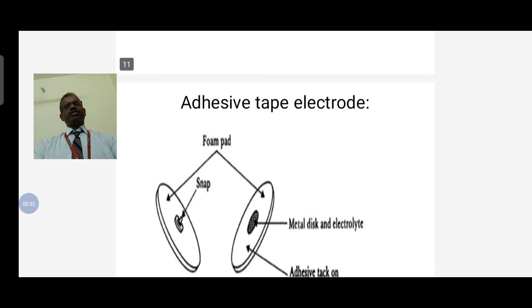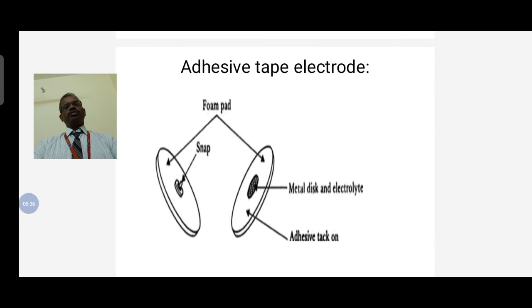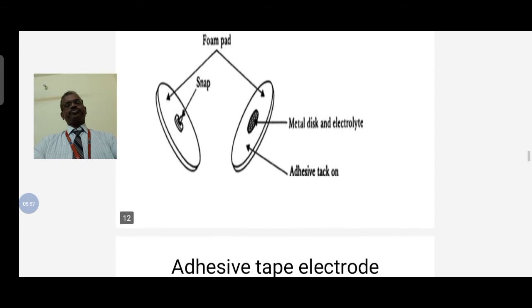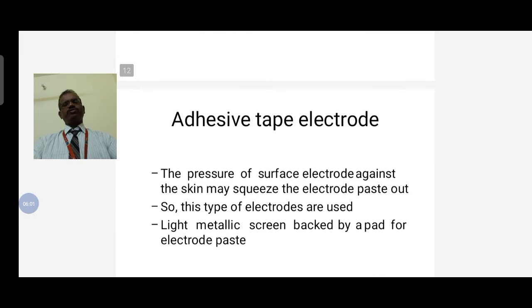And the adhesive tape electrodes. In this construction there is a snap, a metal disc with electrolyte, and adhesive tape. This is the foam pad, also available. This is the basic structure of the adhesive tape electrodes.